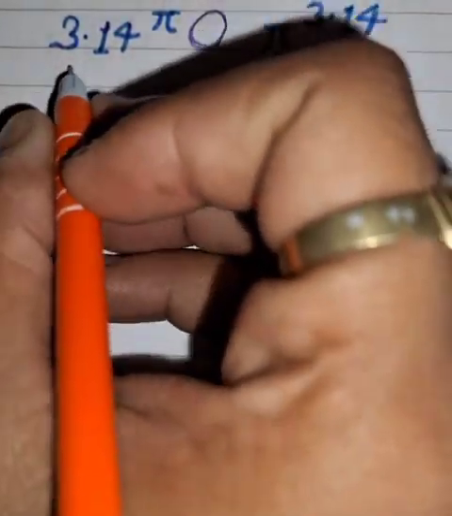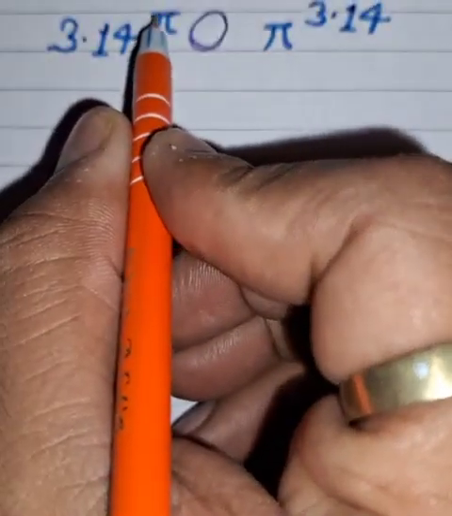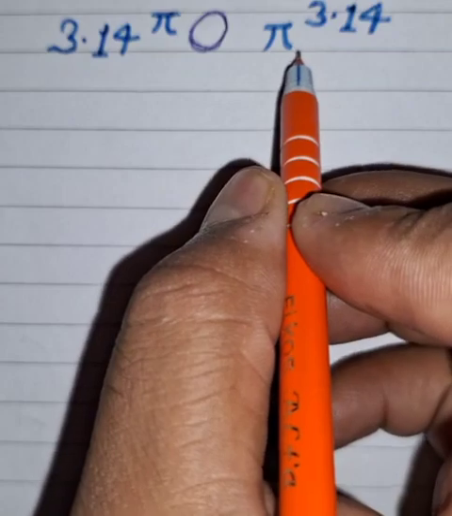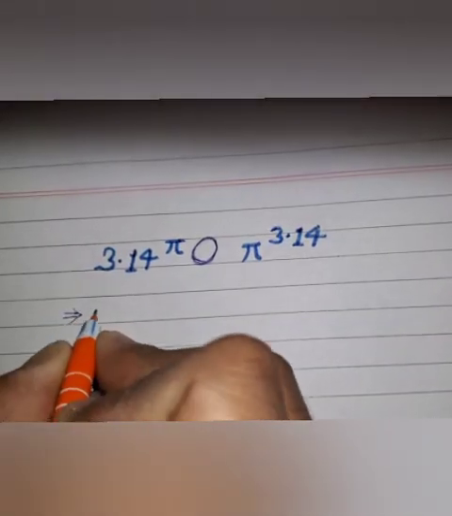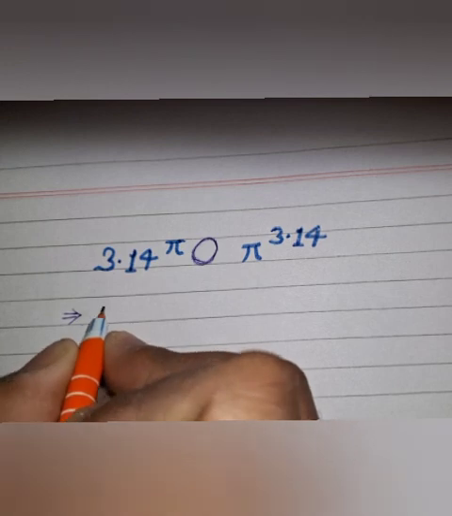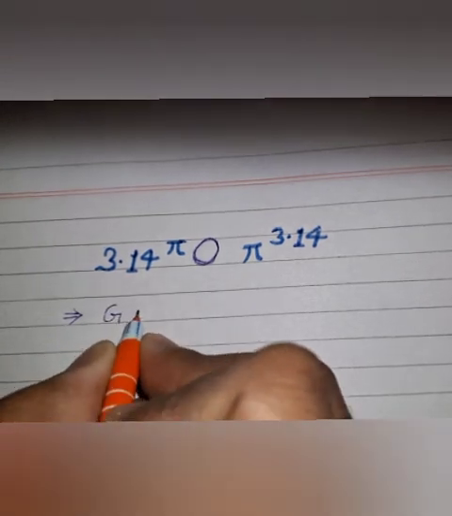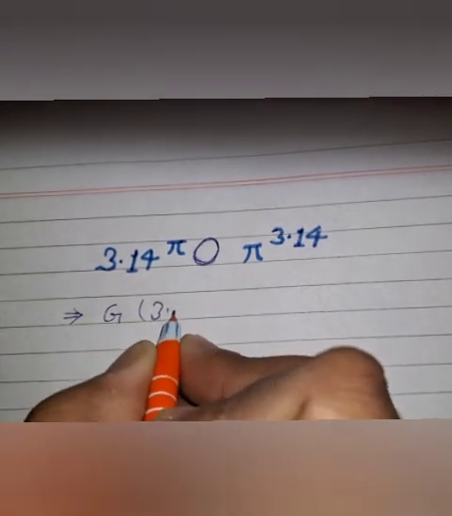Hi guys, which is larger, 3.14 to the power of pi or pi to the power of 3.14? What do you think? One is a decimal number and the other is an irrational number. So here what we are going to do in the first step is take natural log on both sides.